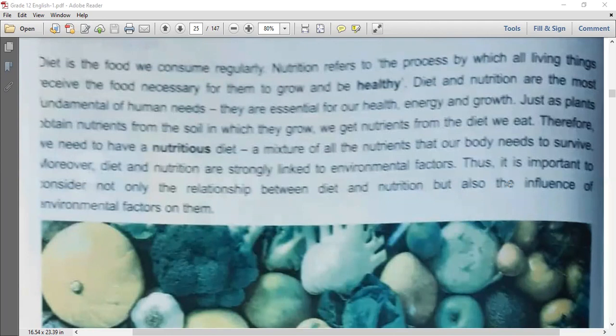Moreover, diet and nutrition are strongly linked to environmental factors. Thus, it's important to consider not only the relationship between diet and nutrition, but also the influence of the environmental factors on them. The nutrients essential for our body can be found in food we eat. Foods can be classified into different groups: grains, fruits, vegetables, milk products, animal products, beans, and oily foods. These foods contain 6 kinds of nutrients: carbohydrates, vitamins, minerals, dietary fiber, proteins, and lipids. These nutrients play a major role in maintaining good health.